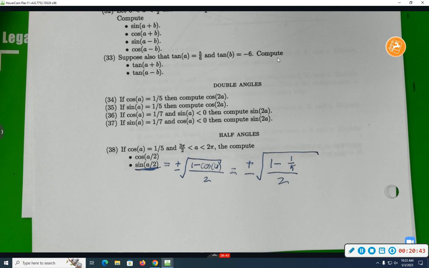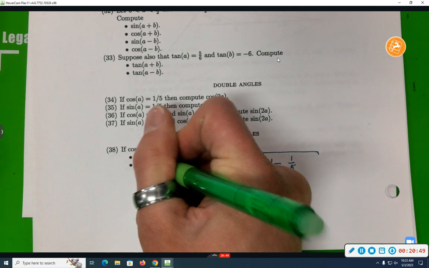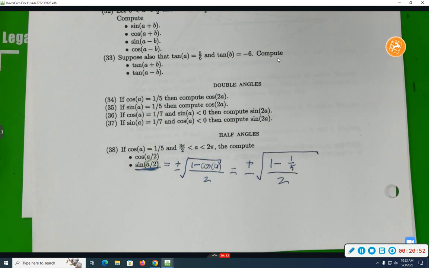To figure out whether it's plus or minus, I need to know what quadrant A over 2 sits in. Is there enough information in this problem to see where A over 2 lives? What quadrant does A over 2 live in? No. So, tell me why. Yes, and by the thing you mean A. That's not A over 2. I need to know what A over 2 lives between. So let's figure that out.